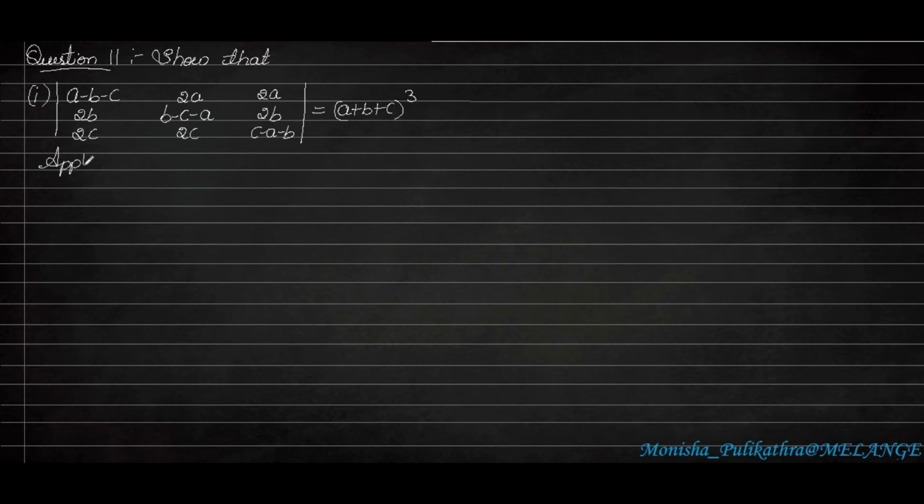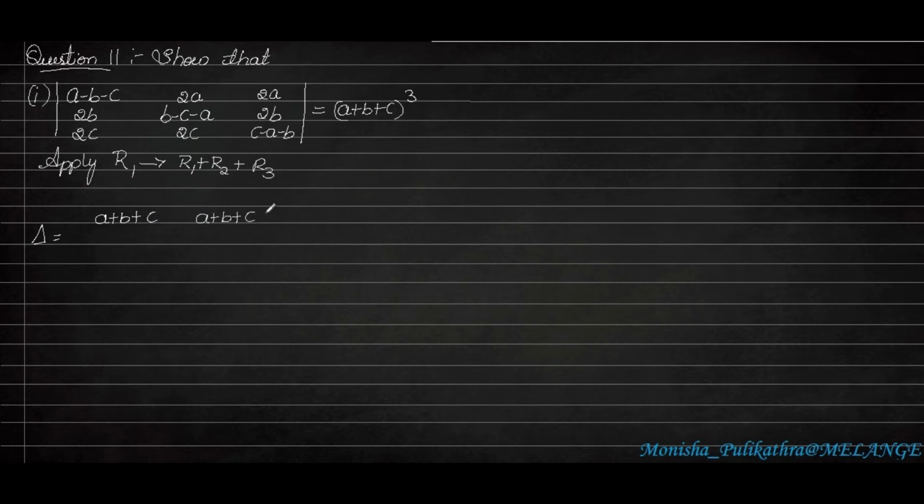That is, apply R1 to R1 plus R2 plus R3. So you have to change row 1 to row 1 plus row 2 plus row 3. I will be writing the answers directly. There is no need of doing a lengthy sum. So delta, when we do R1 plus R2 plus R3, the first row will become a plus b plus c.